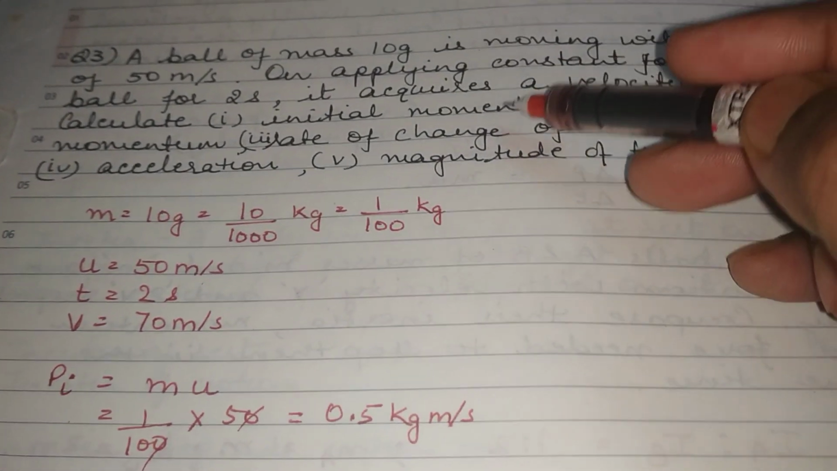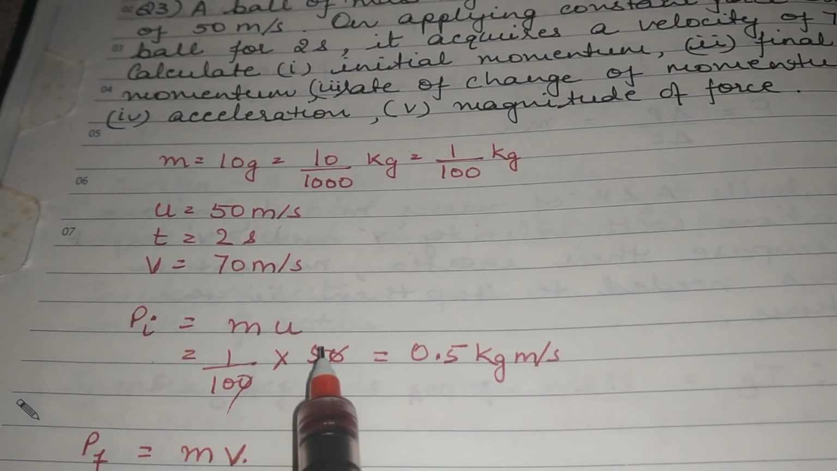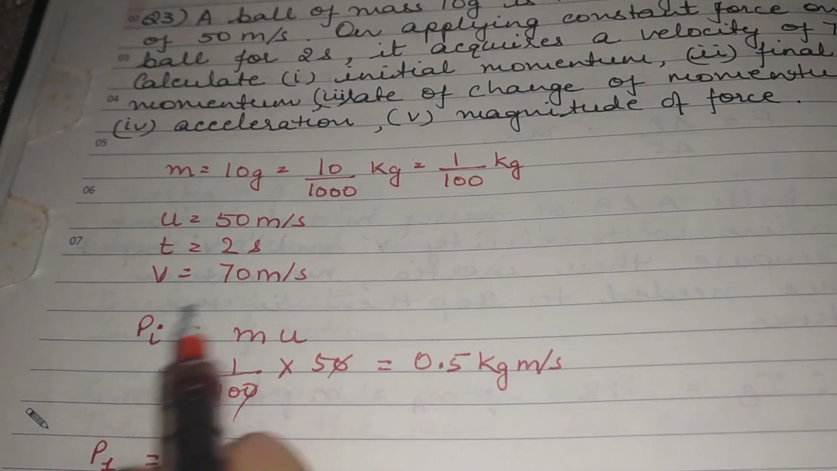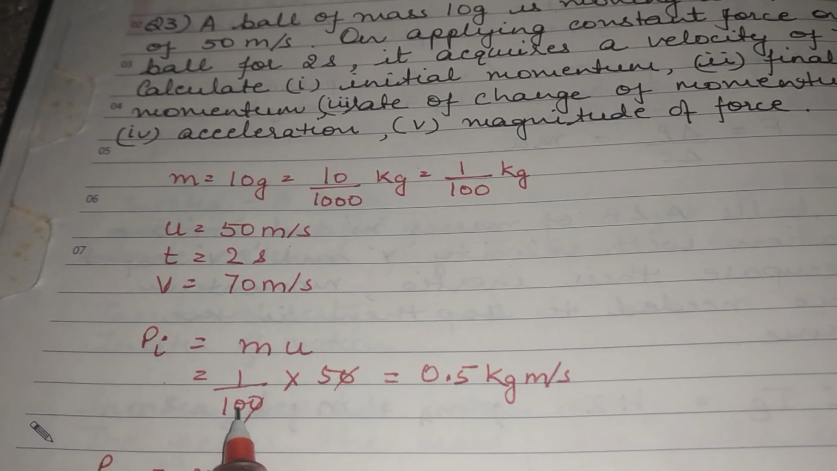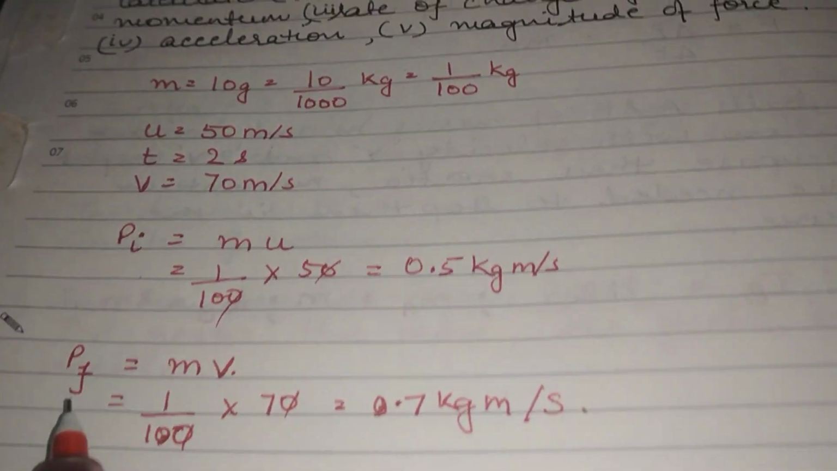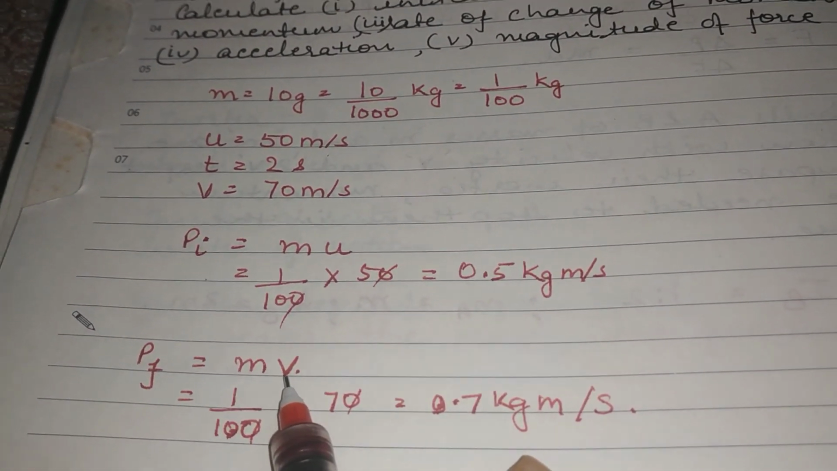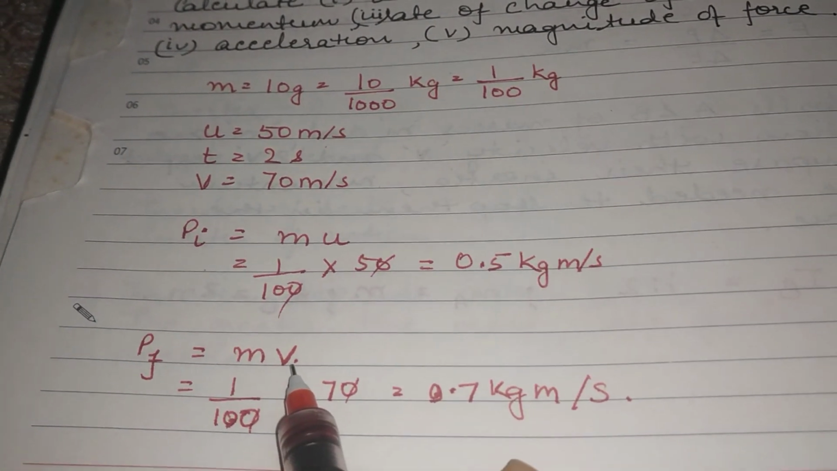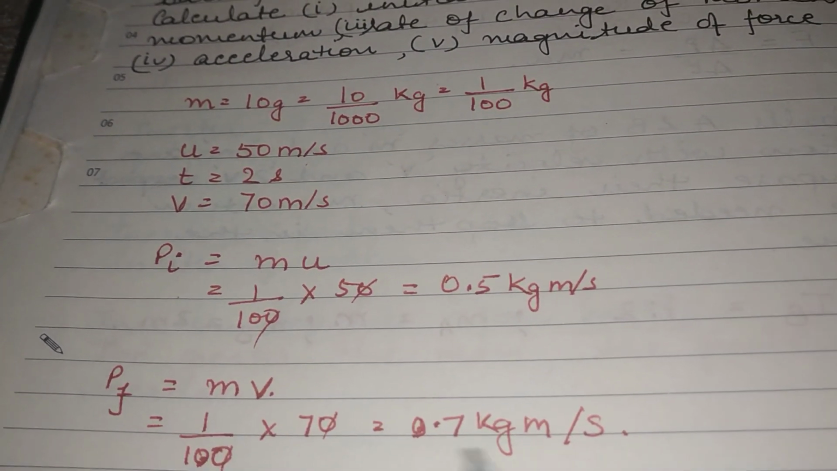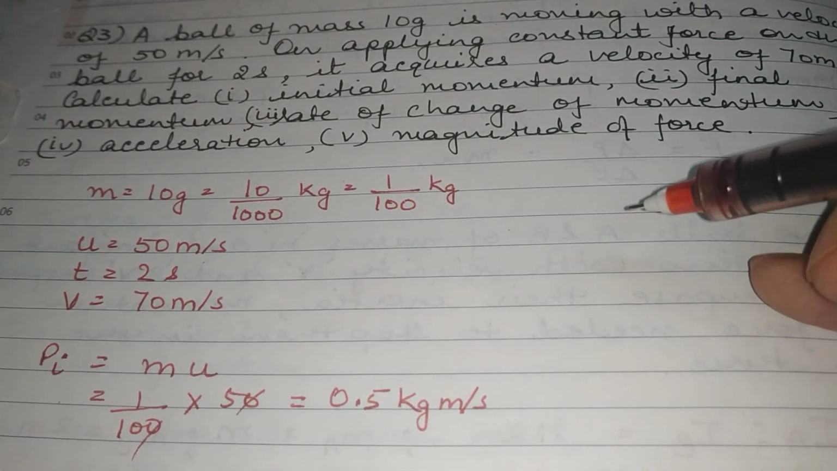First part of the question is calculate initial momentum. So initial momentum is mass into velocity. Which velocity will we be taking? Since we are finding the initial value, we will take initial velocity. On putting the values, you get this answer. Similarly, for finding the final momentum, you will again multiply mass and velocity, but this time we will take final velocity because we have to find final momentum. You put the values and you get the result. So this is how you find initial and final momentum.